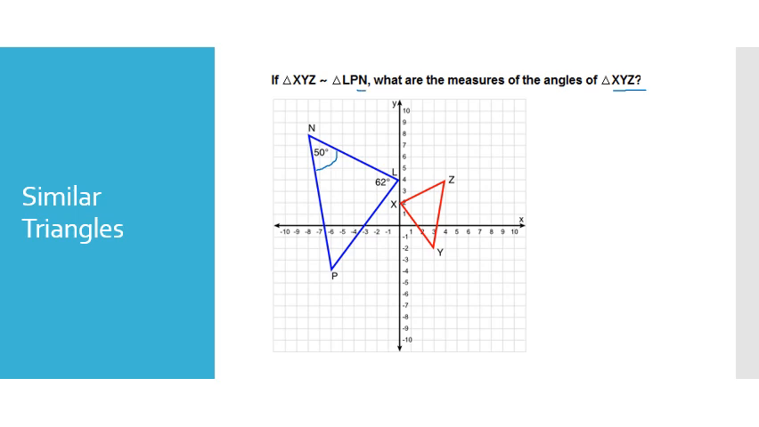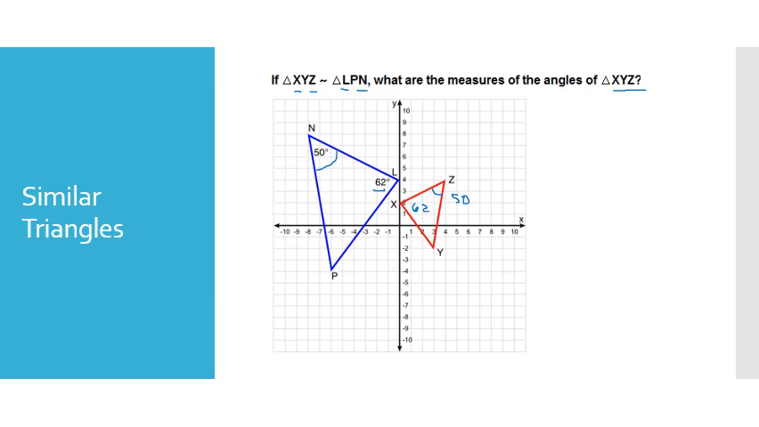So angle N is going to correspond to angle Z. So I know that Z is going to be 50. Angle L is going to correspond, because it's the first letter in the triangle, with X. So X is going to be 62.